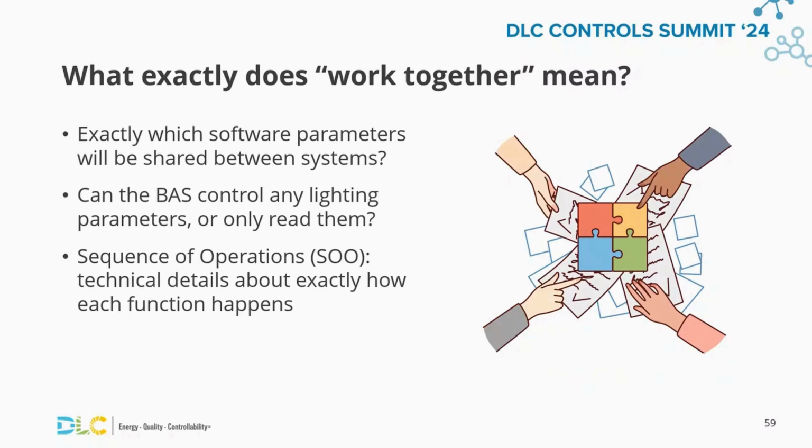Here are examples of some of the things that can be specified in Division 25 to get different people working together so their different systems will work together. Exactly which software parameters will be shared between systems? Can the BAS control and change any lighting parameters or only read them without changing? And what technical details are available in the sequence of operations document to say exactly how each function should happen?